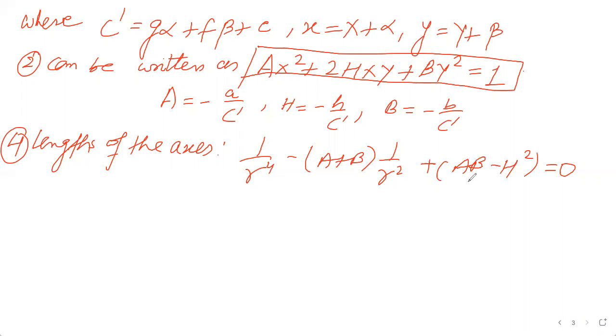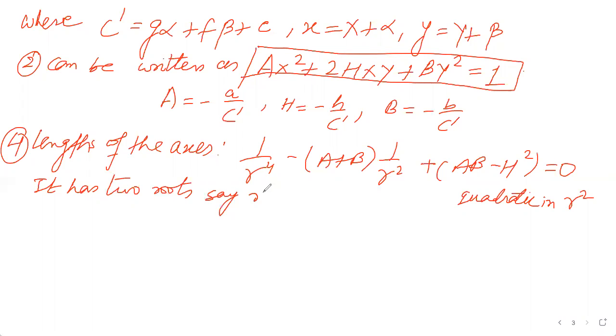यहाँ पर 2 वैल्यूज आती है, यू नो, R square, it has 2 roots. It is quadratic in R square. So it has 2 roots. Say R1 square and R2 square. क्वाड्रेटिक बनाएंगे आप R स्क्वायर में, वैल्यूज a प्लस b कहाँ से आएंगी, यहाँ से.